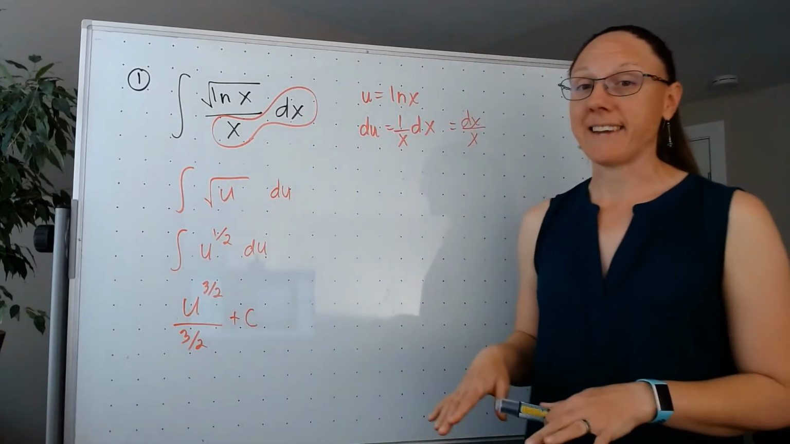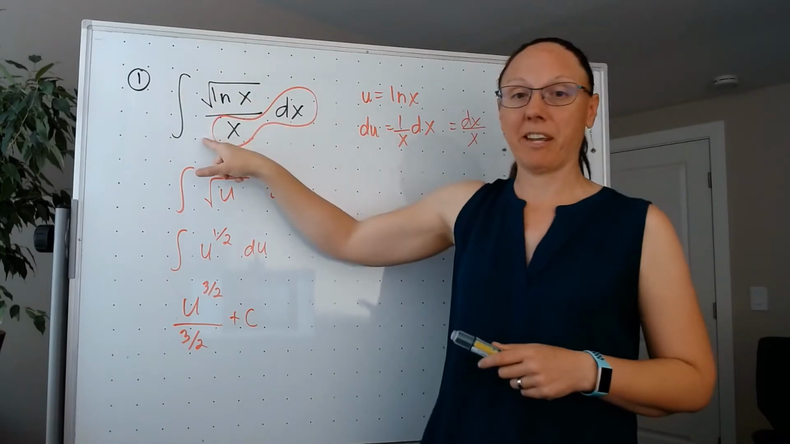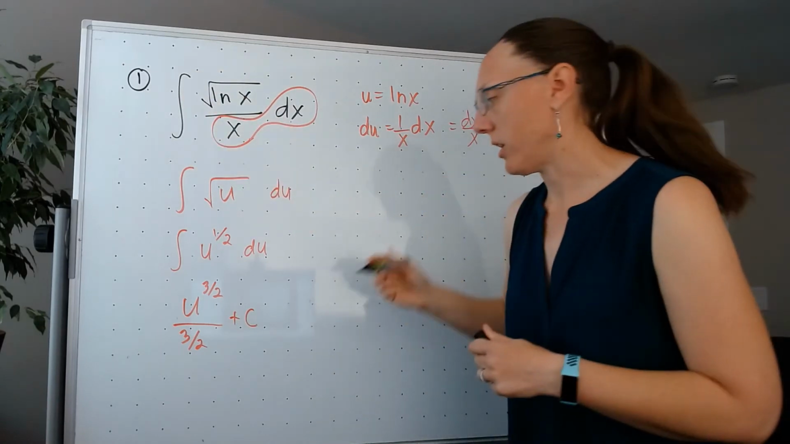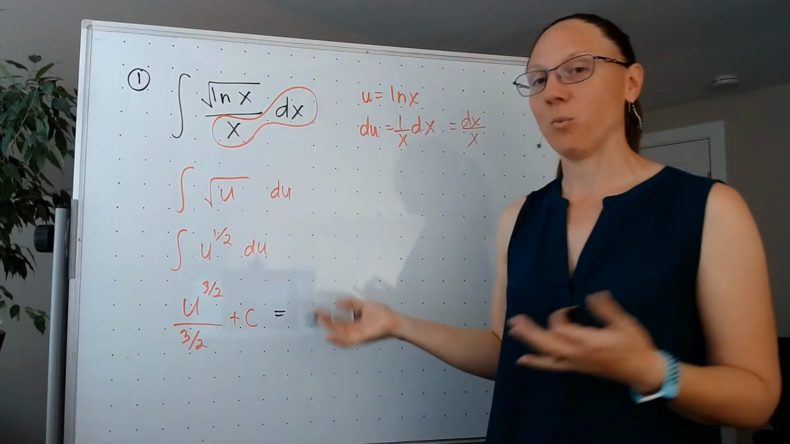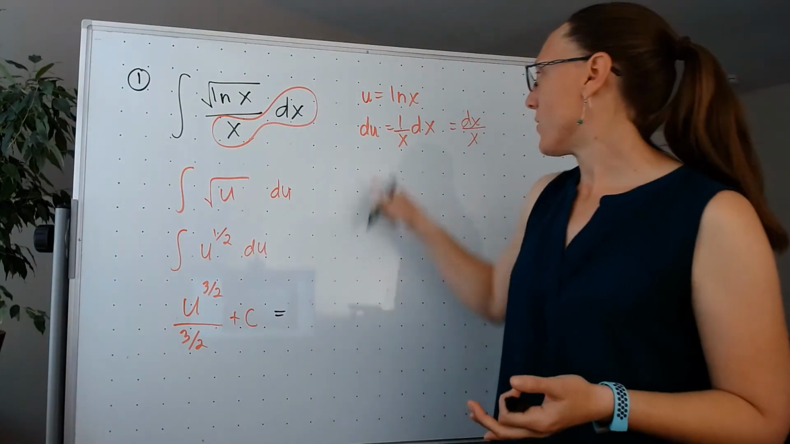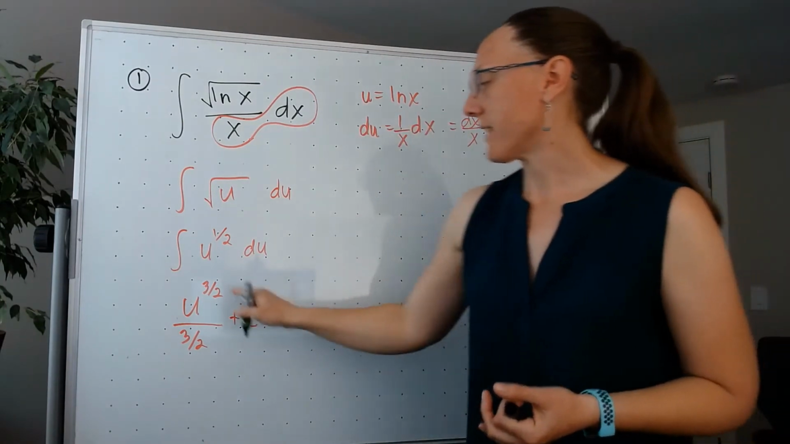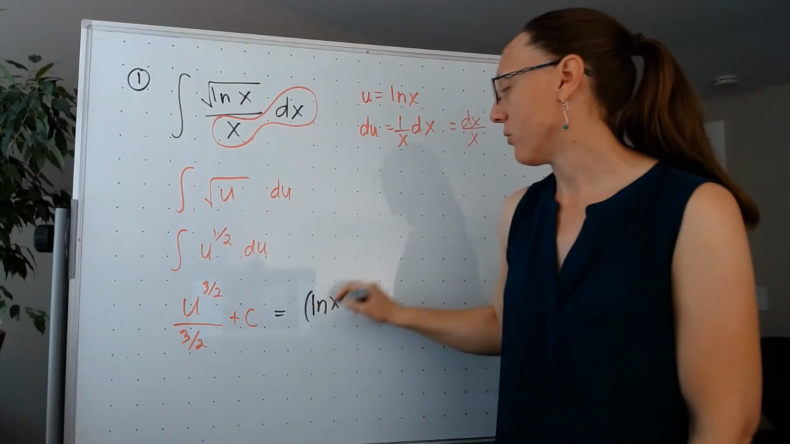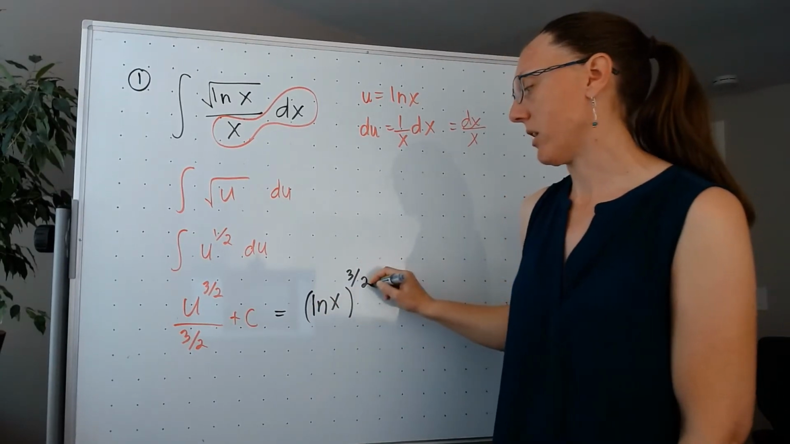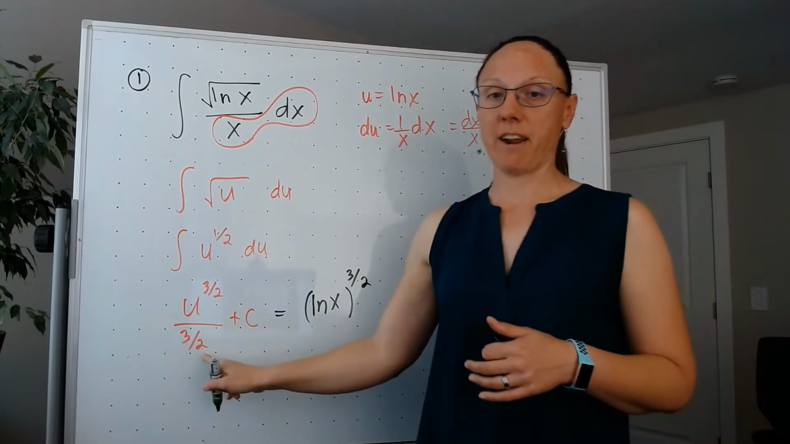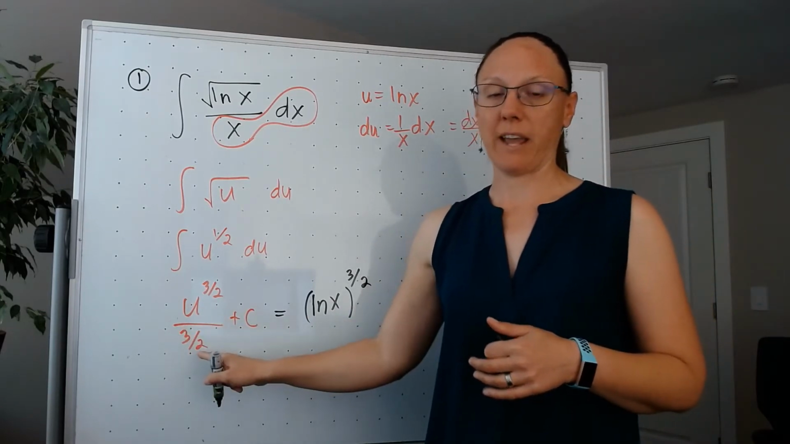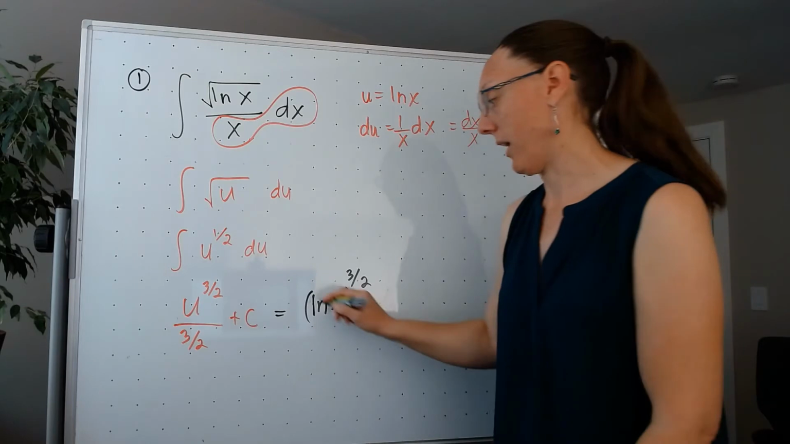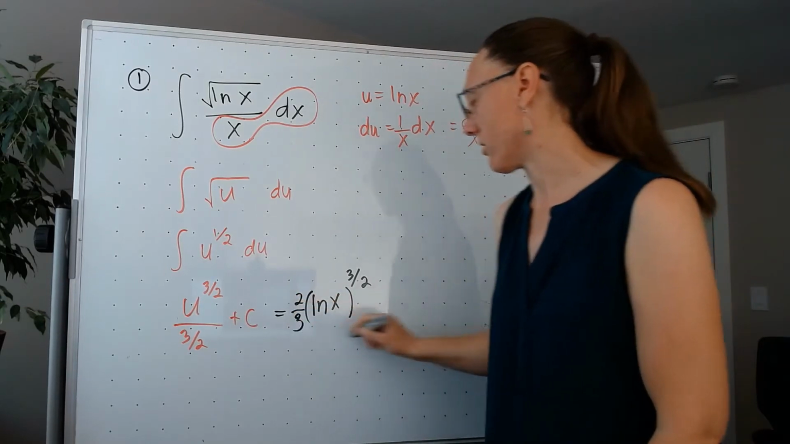And now my last step, because this was an indefinite integral, I need to make sure to plug back in what the x's were. So if u was natural log of x, then that numerator becomes natural log of x raised to the 3/2 power. We have a choice for how to deal with that fraction down here, but dividing by 3/2 is the same as multiplying by 2/3.